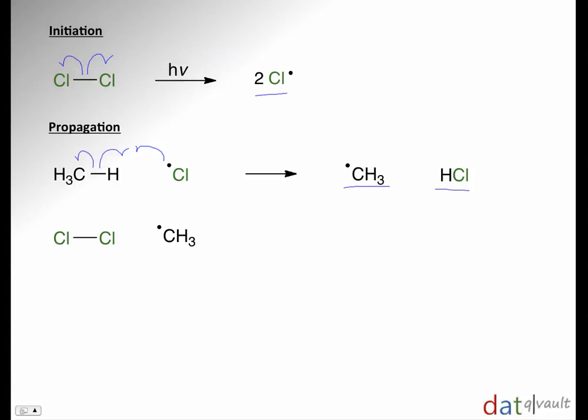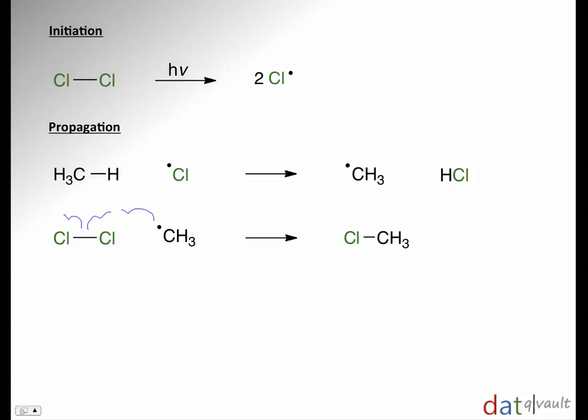Now we're going to take this methyl radical and react it with another molecule of chlorine. This entire process after the initiation is called our propagation step, and we'll see why it's called propagation after this reaction takes place. So we take our methyl radical, and again, with this methyl radical, we homolytically cleave this chlorine bond, and we get out our halogenated product, and then we also get, sorry, I'm going to go back here for a second.